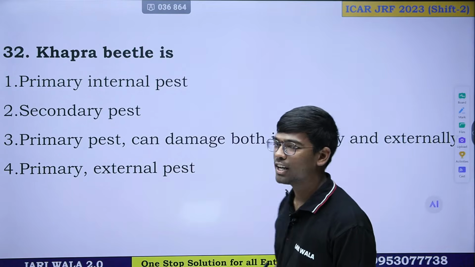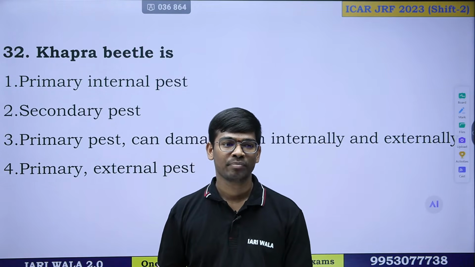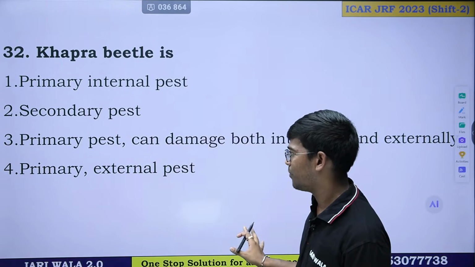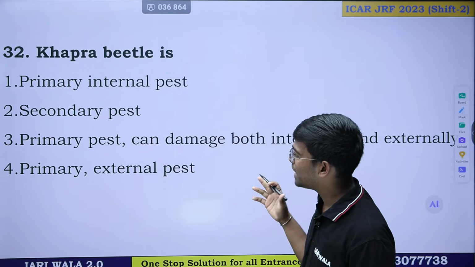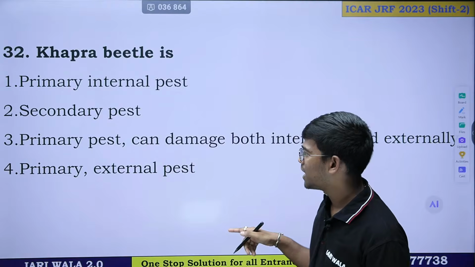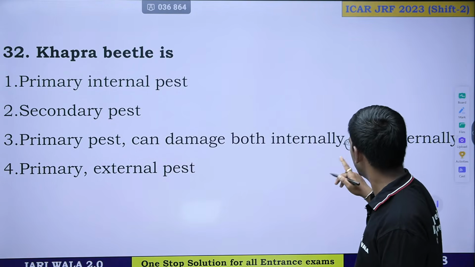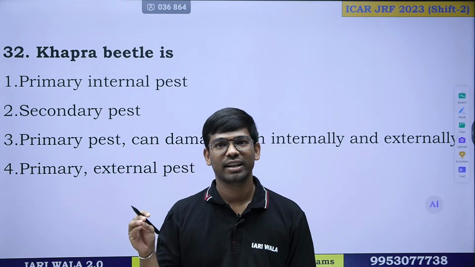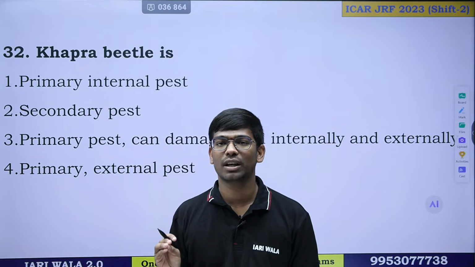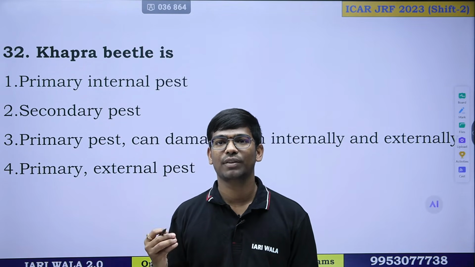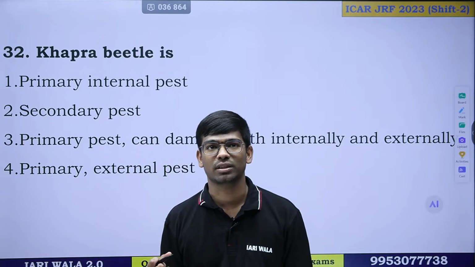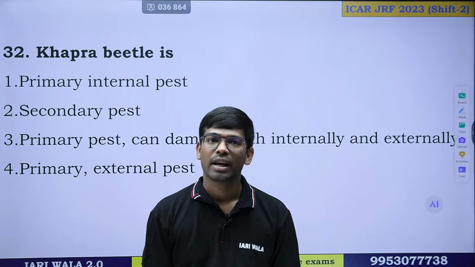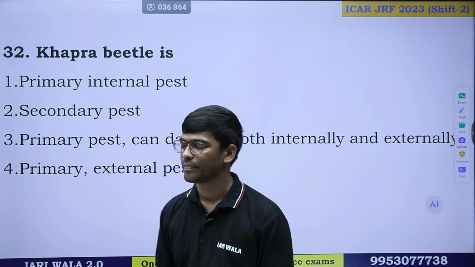The confusing question and the important question from the flowchart came. That is, Khapra beetle is what they are asking, and they have given 4 options: primary internal pest, secondary pest, primary pest that can damage both internally and externally, and primary external pest. That's what in the initial class itself I said you should know the classification of the stored grain pests, so that it will be useful for answering such questions. So anyone knows this? One student kept 4. Yes, it's a primary external pest.